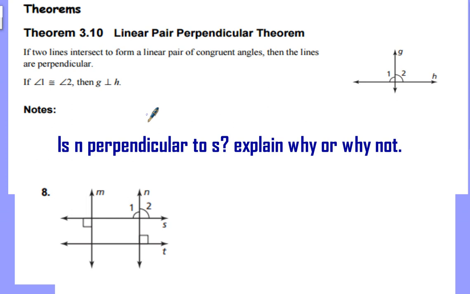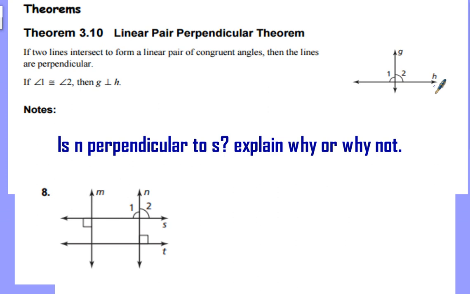What does it say? Well, it tells us that if in fact that G intersects H in such a way that the linear pair angles 1 and 2 become congruent, then the lines must be perpendicular. How does that work? Well, very informal.